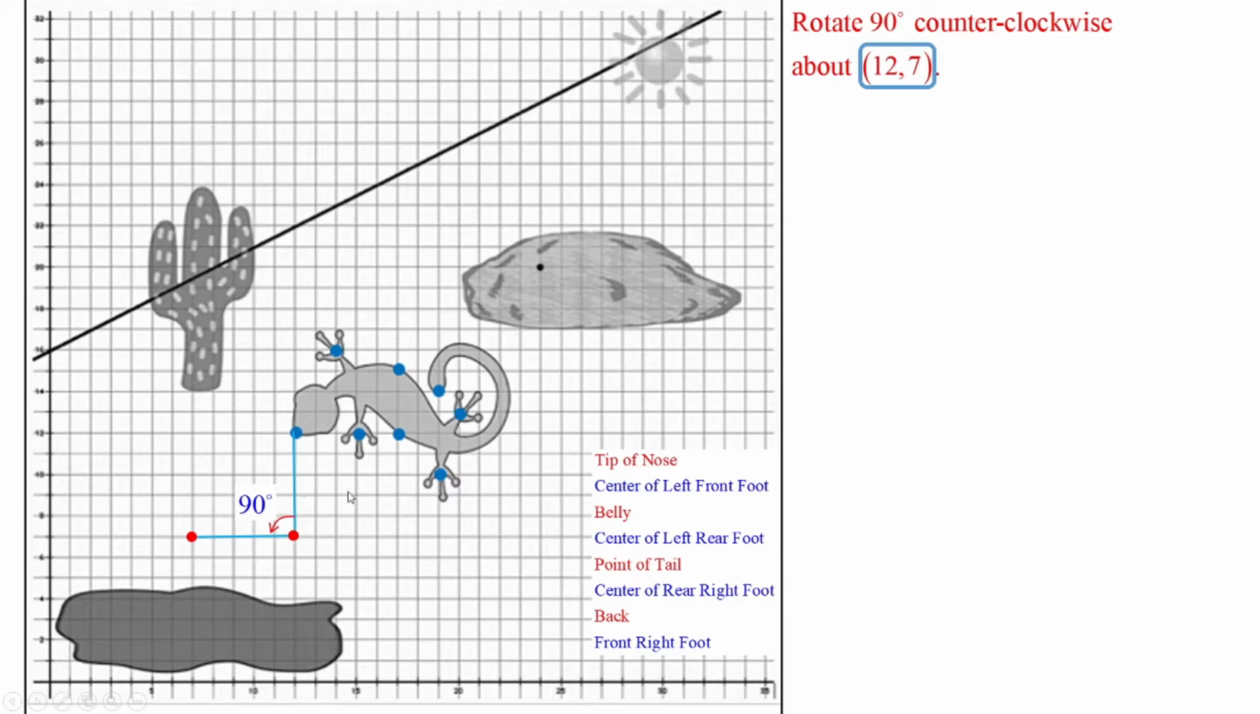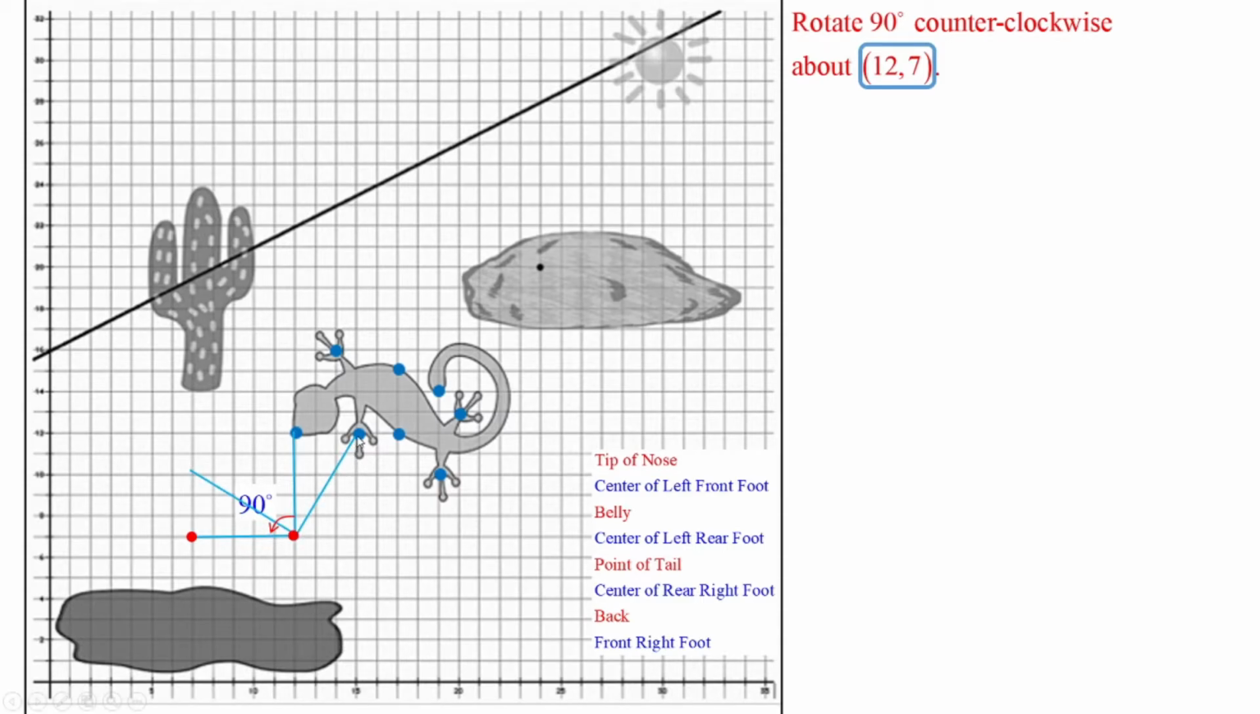Now, again, we are on a grid right now, so we're not going to use a compass and do a circular arc. It's easier on the grid paper if you just picture that this point, 5 units above the point of rotation, rotated 90 degrees counterclockwise, is going to end up over here, 5 units to the left of the point of rotation. Okay, now let's do that for each of these.